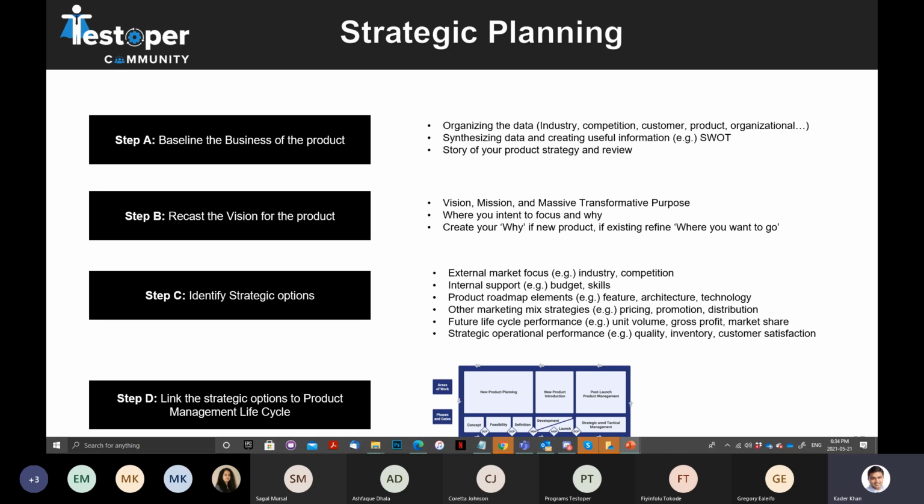So you can choose the market, external factors like which industry I'm going to go behind, which competitor I'm going to go behind and become better at. Then you also have to look at internal support. Do you have someone who can give you the budget? Do you have money? Do you have skills to achieve that? If not, you need to start building those skills. Then you need to look at the roadmap elements, what features are you going to build, what architecture are you going to choose, what technology are you going to pick to implement and get there?